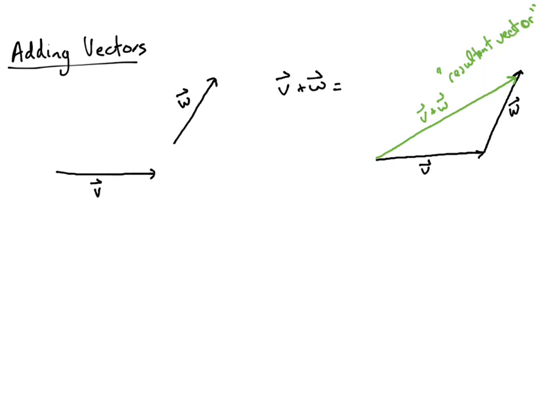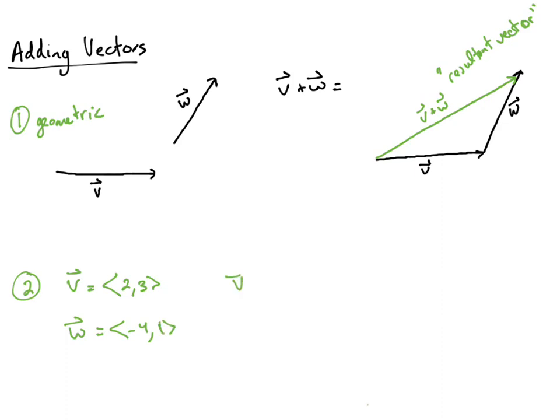So this first way that we've written this is geometrically. So we can add vectors geometrically. We can also do this algebraically. So let's say we have vector V is equal to <2, 3>, and then vector W is equal to <-4, 1>. If we want to find V plus W, all we do is we add the like components. So we're going to add the 2 and the -4 together first. So 2 plus -4, and then 3 plus 1. So we end up with <-2, 4>.